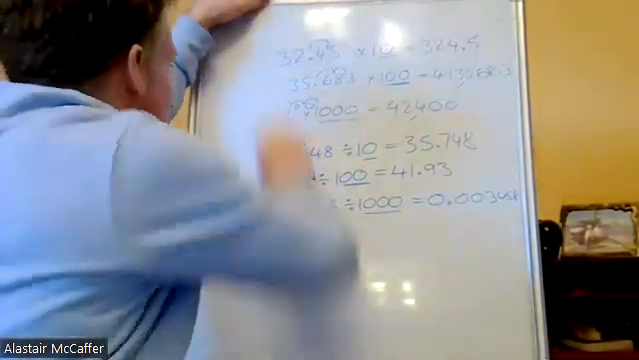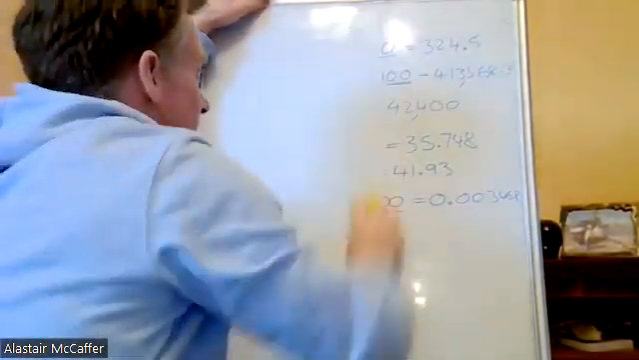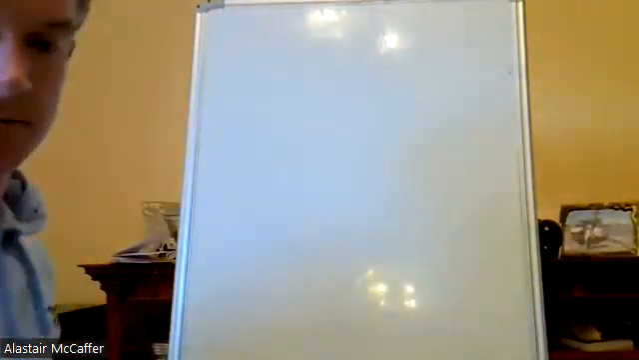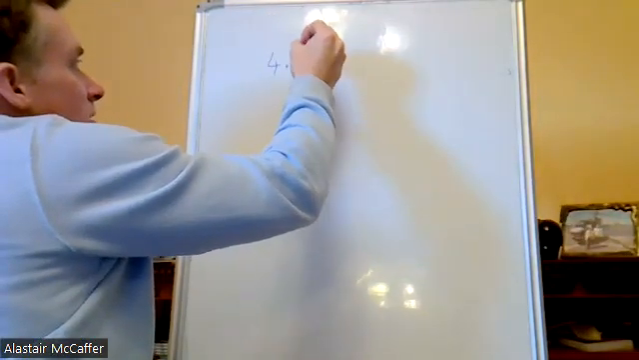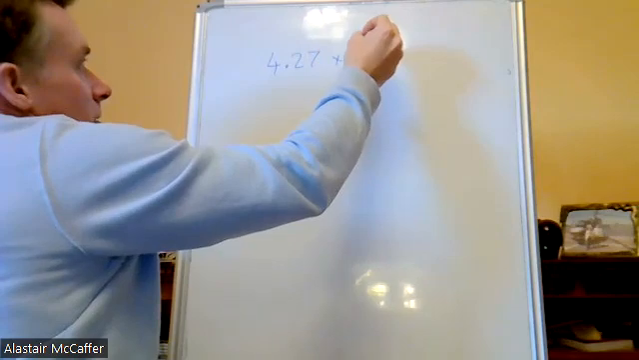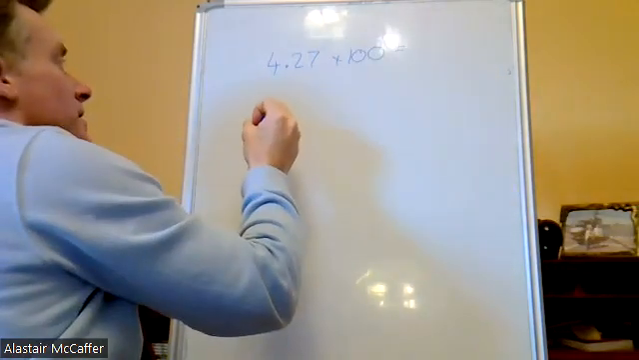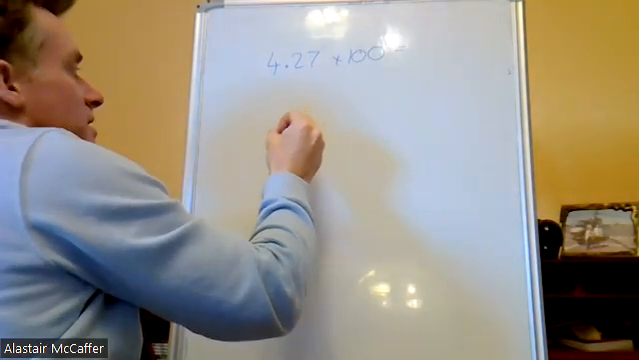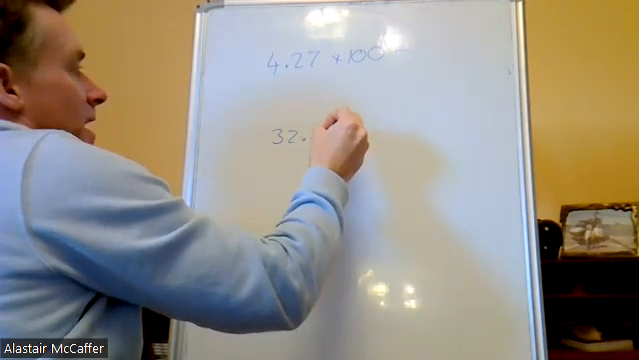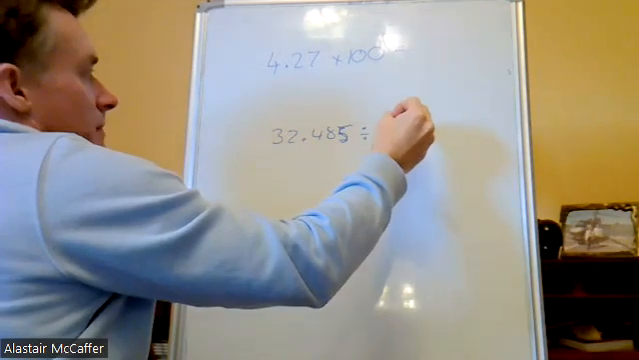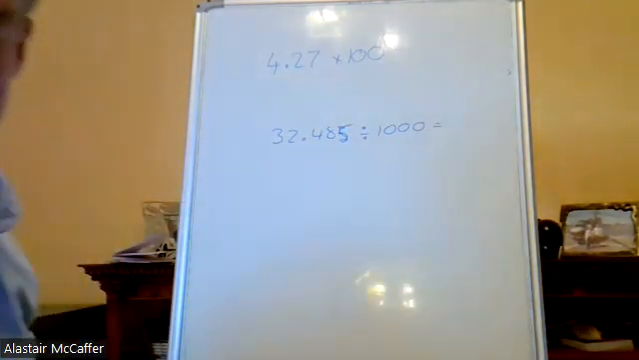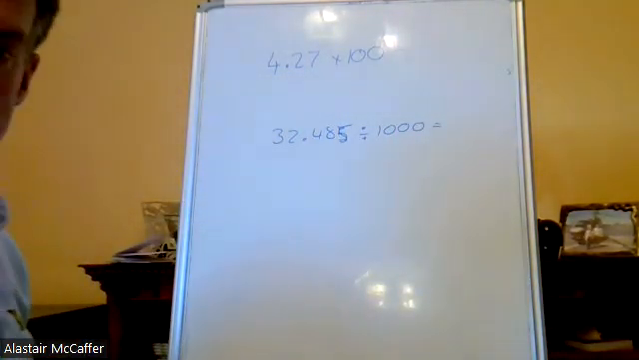Okay, so I'll give you a quick one to do and give you about 30 seconds to do it. One of each at times and a divide. So let's go for 4.27 times 100, and 32.485 divided by 1,000. Okay, so you've got about 30 seconds.